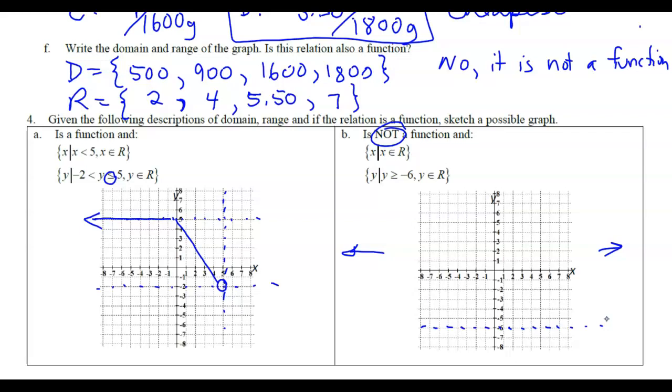And it is not a function. Okay. So there's an infinite number that we could do. We can include this, right? Because it's got an equal sign, and it has to go all the way upwards too, right? Because it's y greater than or equal to -6.